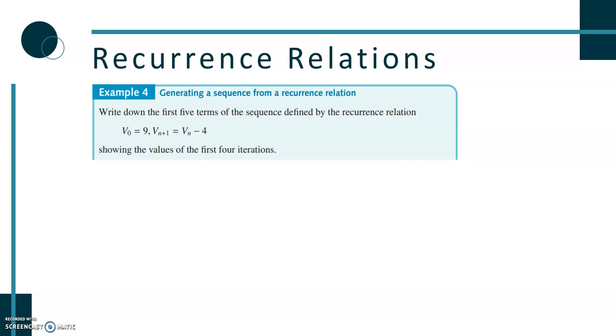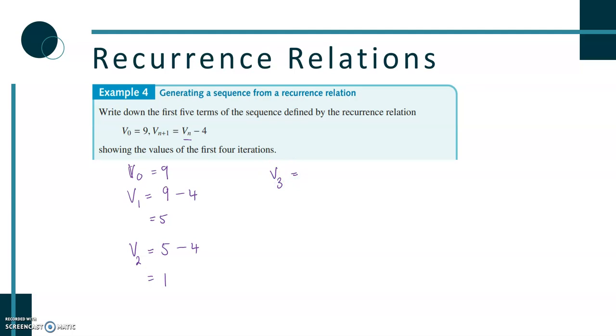So it's important to remember when you have to write down any of the recurrence relation values, you should actually be writing out the steps. Okay, so here we always want to start with V0. We want to state that even though it's given as part of the question. V1, according to the rule, will be the previous term minus 4. So 9 minus 4 will give us 5. V2, so again, the previous term, 5 minus 4 is 1.